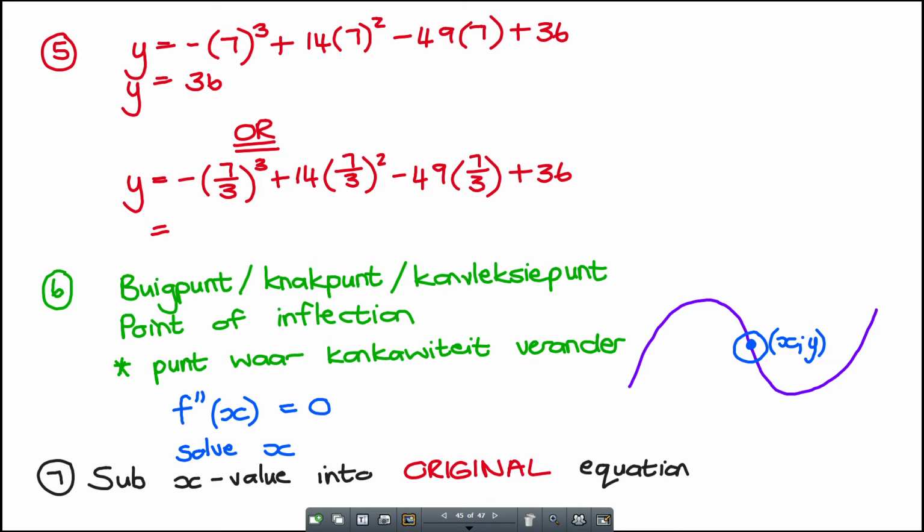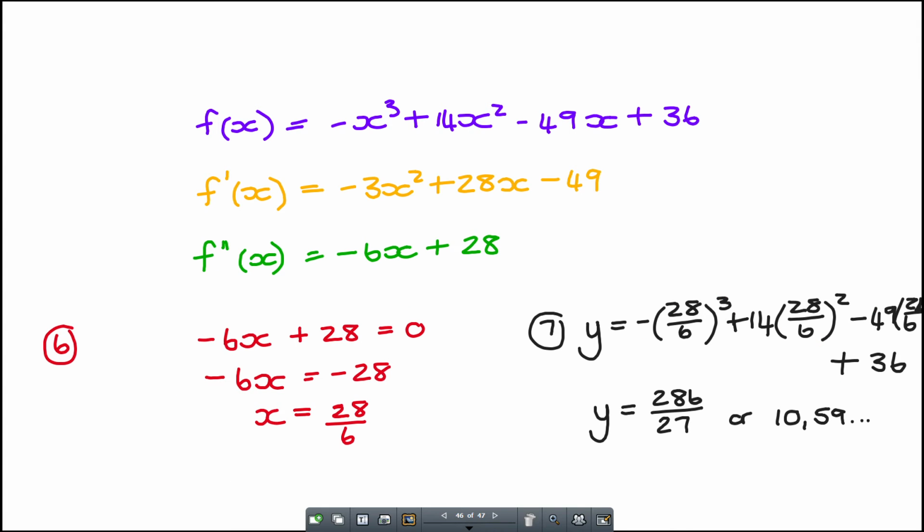Is julle klaar? Okay, ek gaan hom nou vandag vir skryf. Minus 27. Okay, so ons buigpunt, wat het ons gekry by die x-waarde? 28/6. And the y value is 286/27. So daar's my koördinaat van die buigpunt.